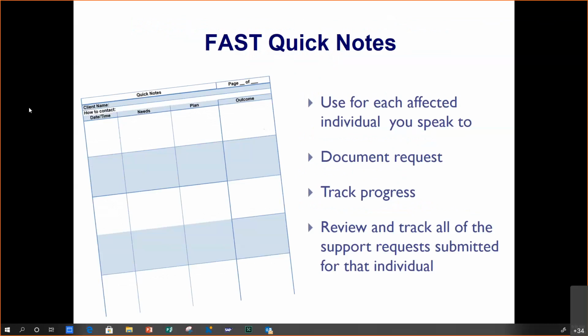So the FAST quick notes are used for each affected individual you speak with. Again, each form should be for each individual that you speak with. It can document requests using detailed information, track progress, and keep current. Try to stay away from any patient information or HIPAA information. It's basically just to identify the need or resource that is needed.